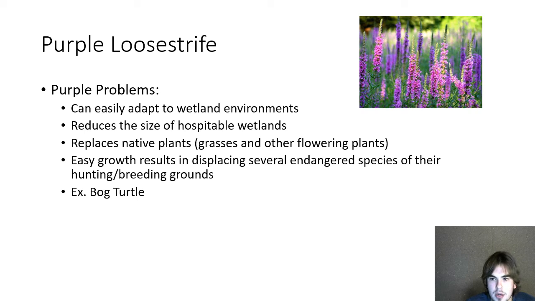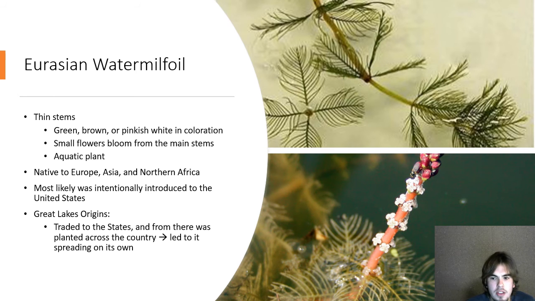An example of this would be the bog turtle. And a lot of these endangered species that rely on these grasses and flowering plants to have cover and safe places to grow and live are being displaced by these plants, and it is not helping their case as endangered species. And then the final species I wanted to talk about was the Eurasian watermilfoil, which is kind of like a seaweed if you look at it, but not really.